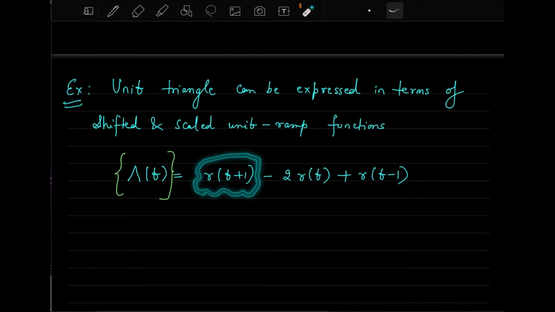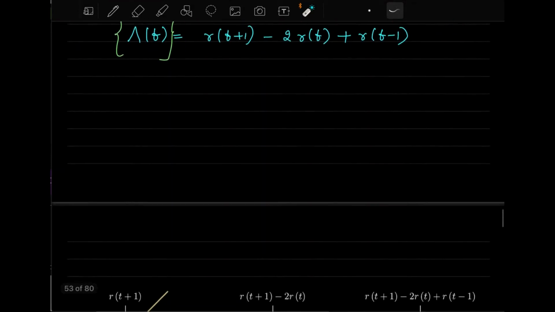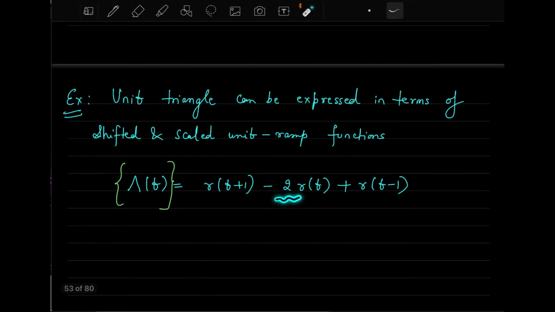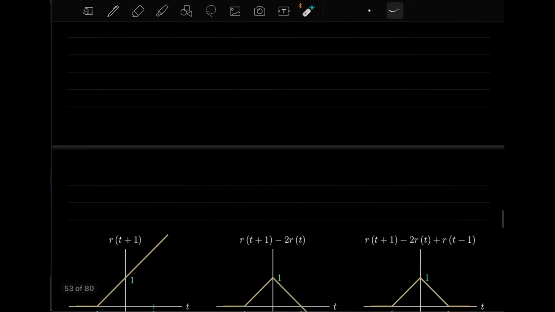So we have this as r of t plus 1. This r of t plus 1 can be represented like this. Here you see this will be r of t plus 1. And in r of t plus 1, if you have this as your ramp function, now what we are doing? We are doing minus 2rt. So when we are doing a minus 2rt, what is rt?